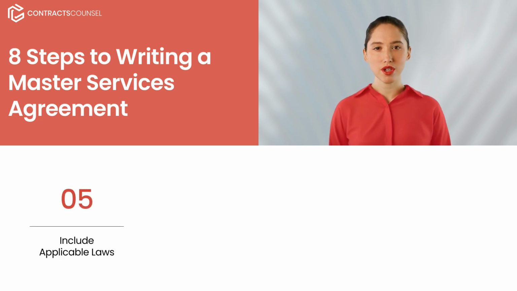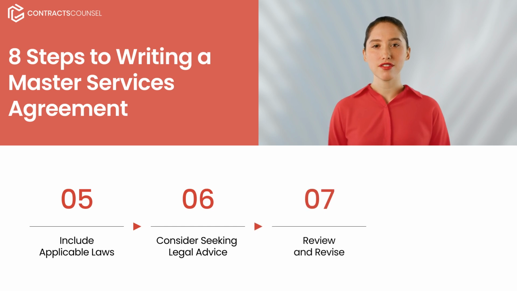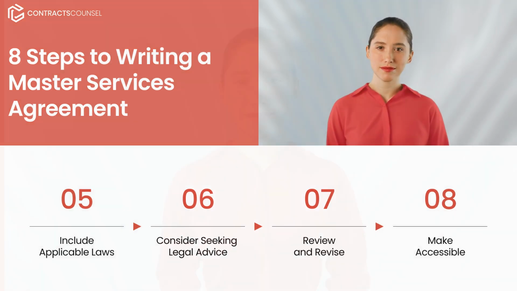5. Be sure to incorporate any applicable laws and regulations that govern your industry or business activities. Note this may require doing some research. 6. If you are unsure about anything, consider using Contracts Council's platform to seek advice from an experienced business lawyer. 7. Review and revise the agreement to make the language clearer and confirm you have included everything needed. And 8. Create a single document to serve as your MSA and ensure both parties have access to it.